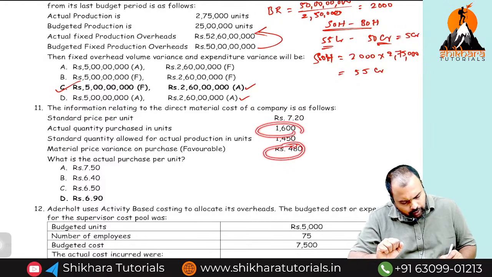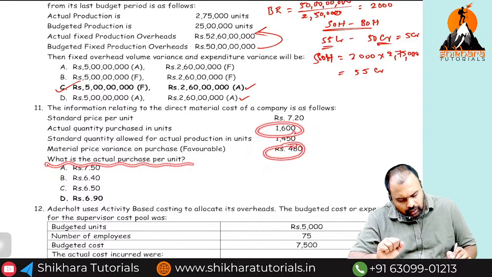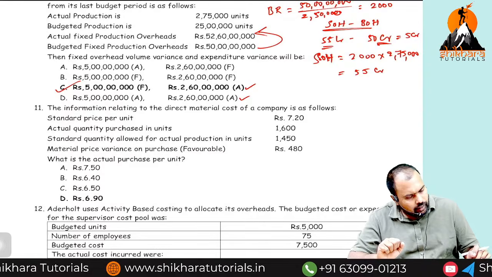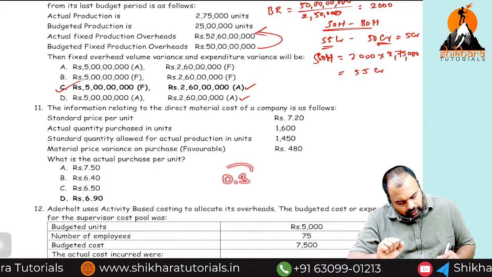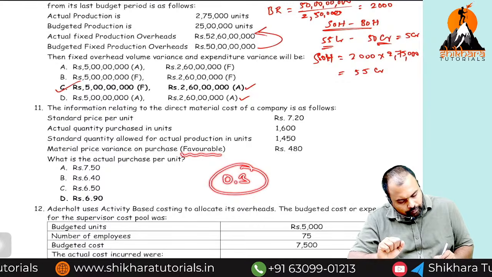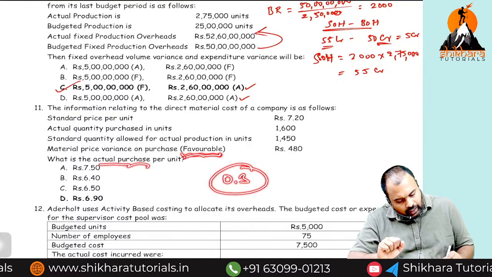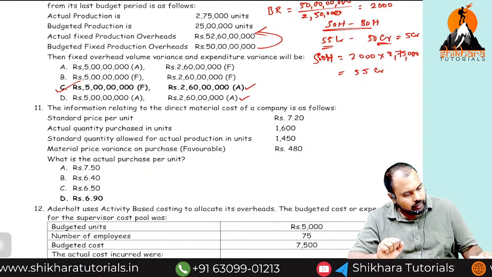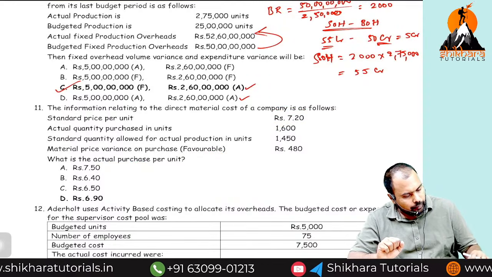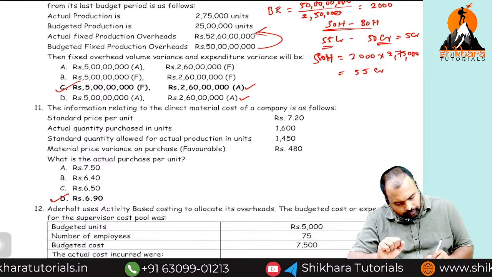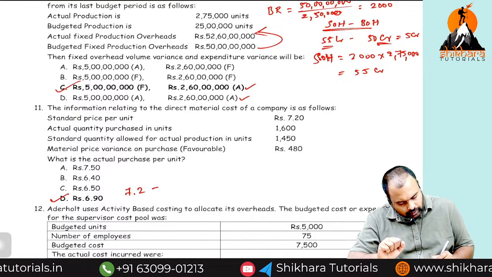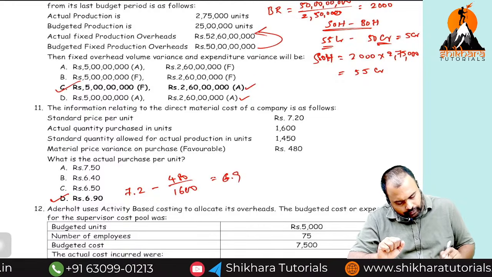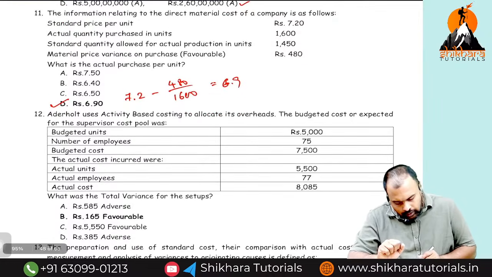480 divided by actual quantity, because price variance is always calculated based on actual quantity. Got it right? So 480 divided by 1600. So 0.3 has to be the difference, and it is favorable, sir. As it is favorable, actual has to be lower than standard, so 7.2 minus 0.3, which leads to 6.9. So 7.2 minus 480 divided by 1600, which is 6.9. Okay. Next.